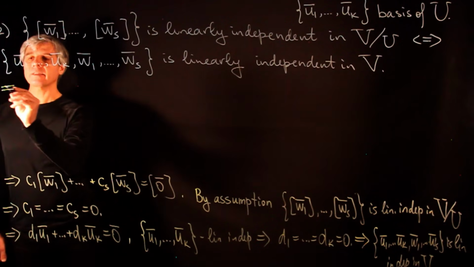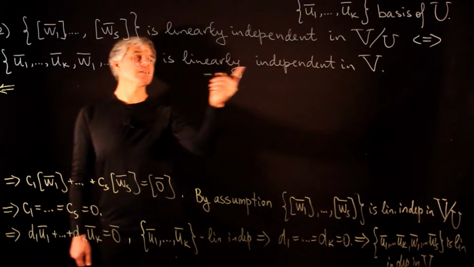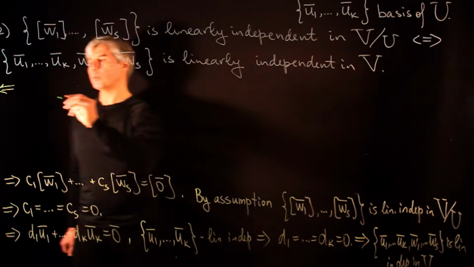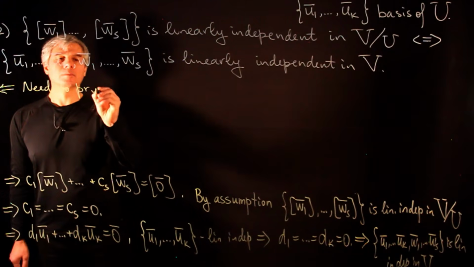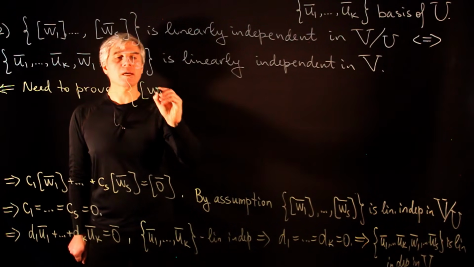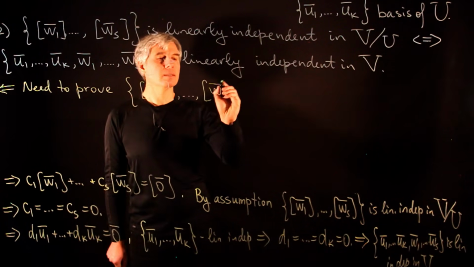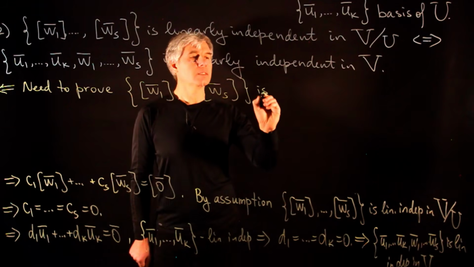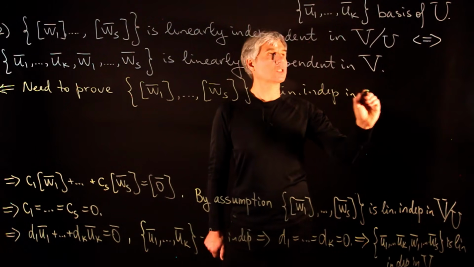Now let us consider the backward direction. So this means that we assume that this set is linearly independent, and we need to prove that the set of equivalence classes W1 through WS is linearly independent in the quotient space.